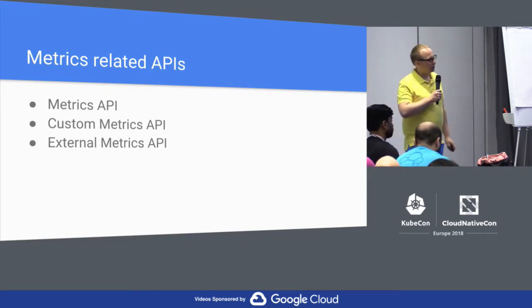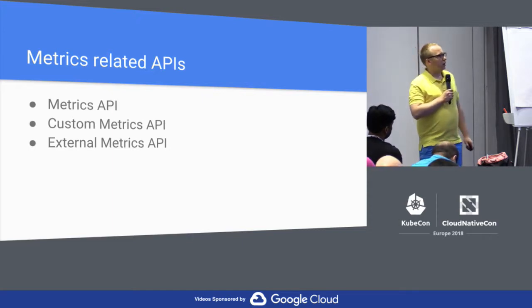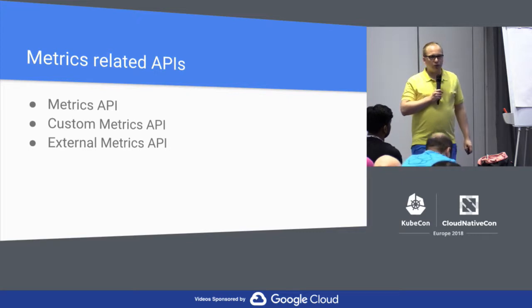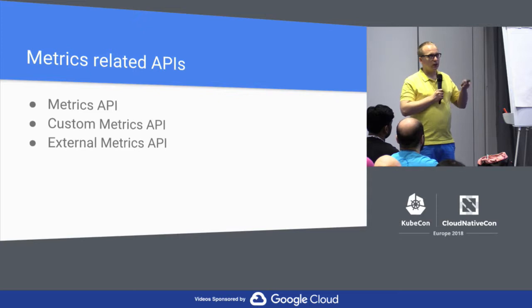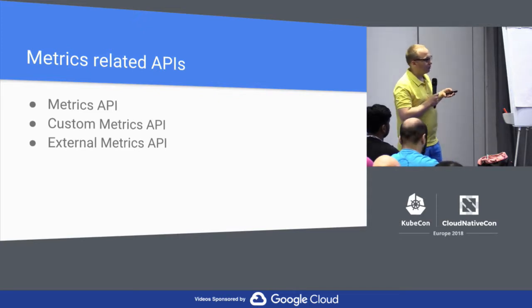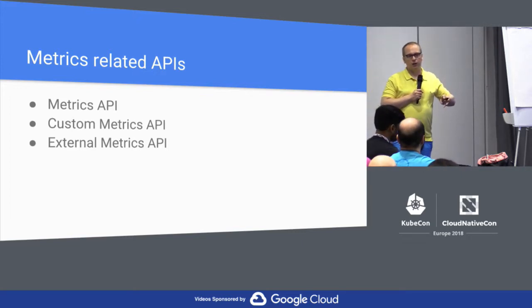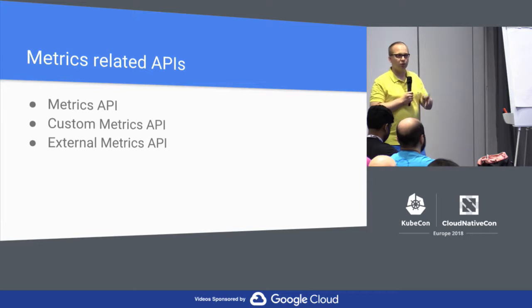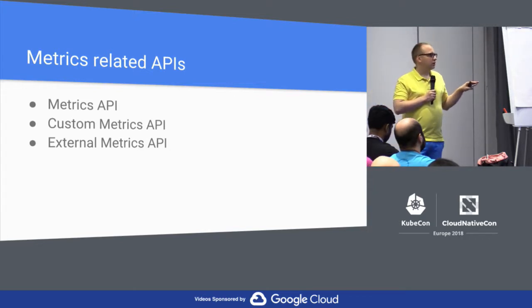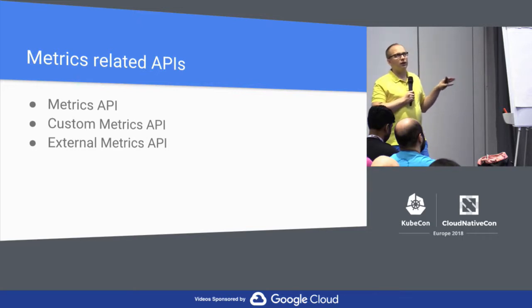So there is custom metrics API. Custom metrics API allows you to gather metrics from third-party monitoring solutions. The assumption with custom metrics API is that the metric is attached to a Kubernetes object. So we can have a metric that is related to a Kubernetes deployment, namespace, node, pod, anything that you can imagine. But the assumption is that this metric is attached to a Kubernetes object.